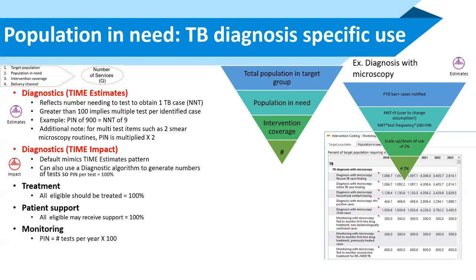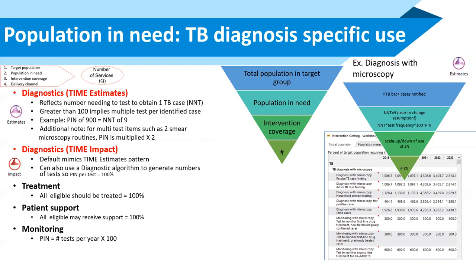So 9 times 100%. For multi-test items such as smears, you can also incorporate the numbers of tests in the PIN. So that presumes that you're starting with time estimates where you generate a number of notifications, but you don't have an estimate of numbers of tests.